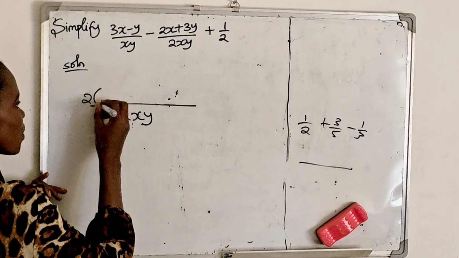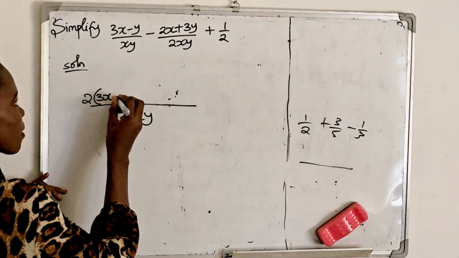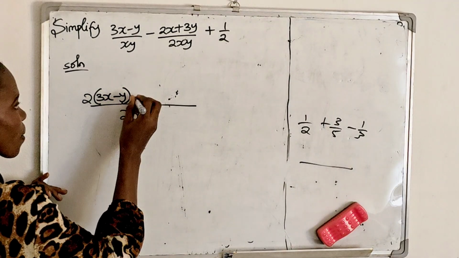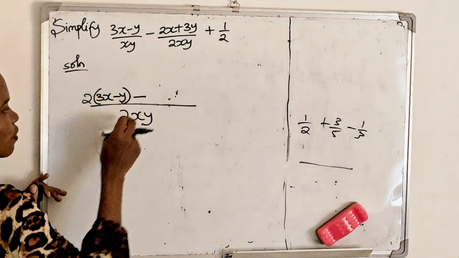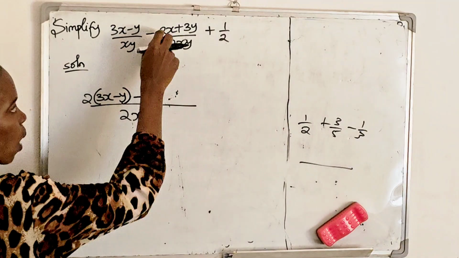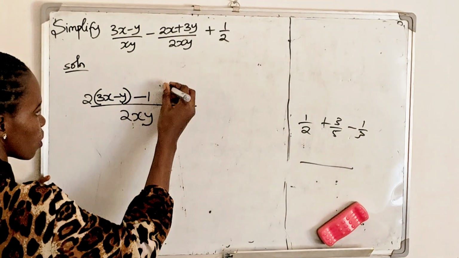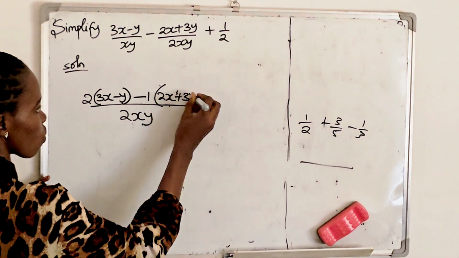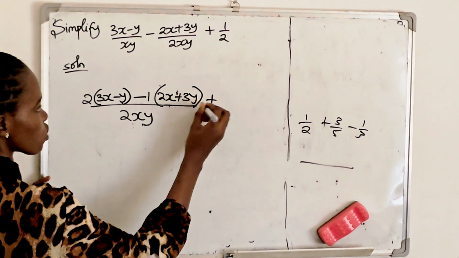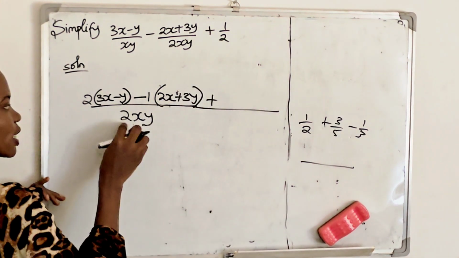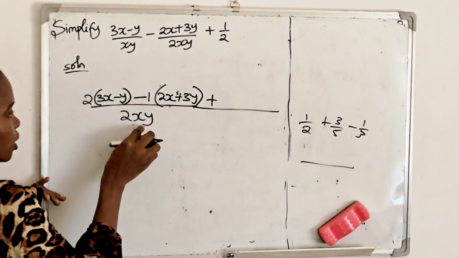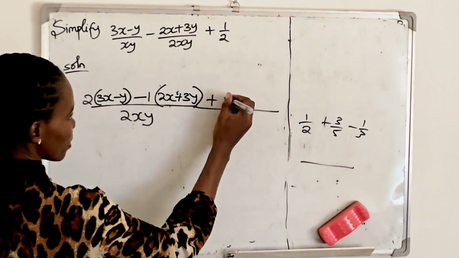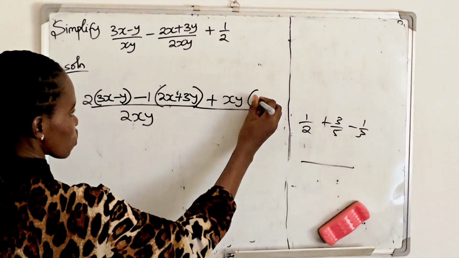So I have 2 bracket 3x minus y minus 2x divided into 2x is 1. 1 times this, so is 1. 1 times 2x plus 3y plus 2 divided by xy will remain xy. So xy times 1, xy times 1.